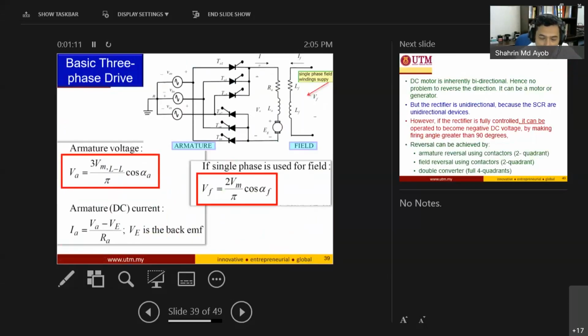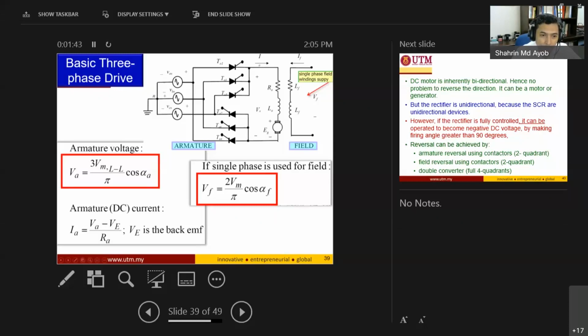And the same with the three phase. You can also use three phase rectifiers, but they also operate only in Q1 and Q4, because of the use of the SCR. Please be reminded that the inductor here is very large. We consider the inductor very, very large compared to the resistance, so the current is assumed to be a DC current. That's why for the calculation of the current, we are using this formula.